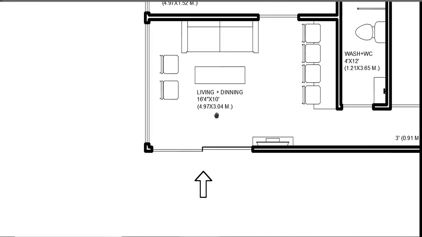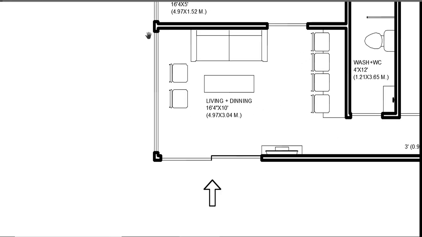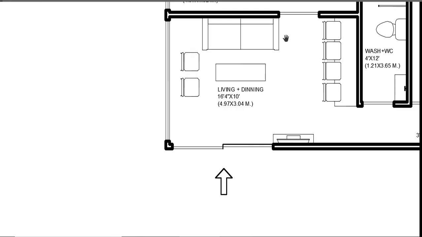So we have a living plus dining area here. The size of this area is 16 feet 4 inches into 10 feet, in meters 4.97 into 3.04 meters. You can see here the sofa arrangement, tea table arrangement, chairs arrangement, and also we have a TV unit on the front wall, and we have a dining counter with 4 chairs, and also we have a large glass panel here. After that we'll go inside.